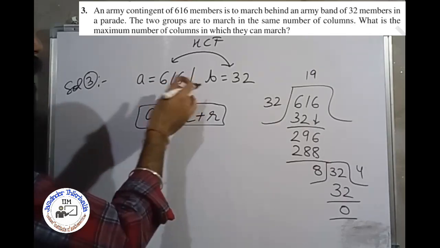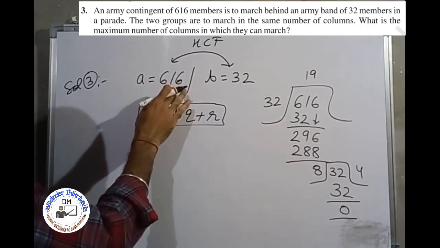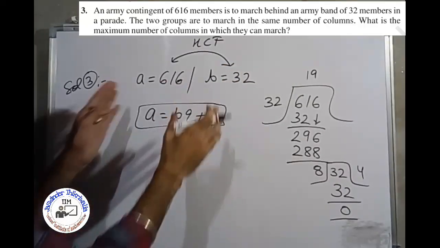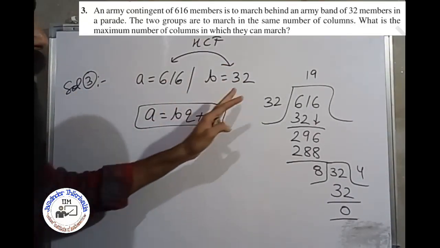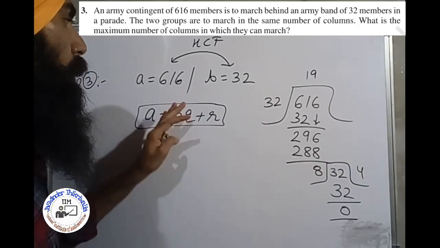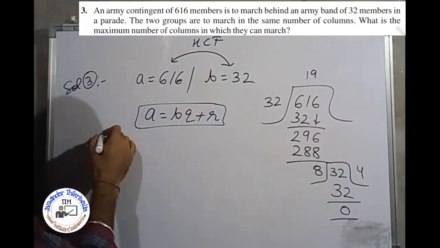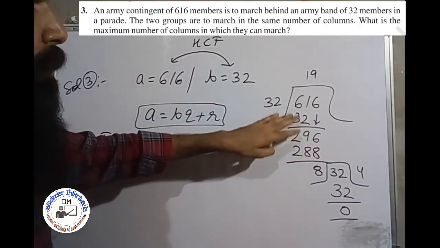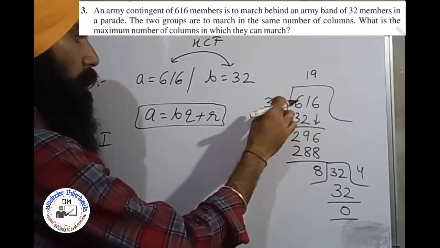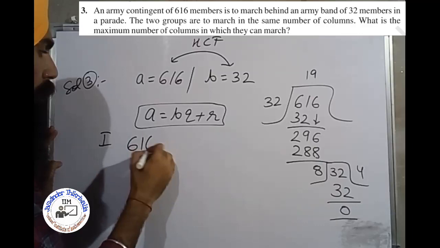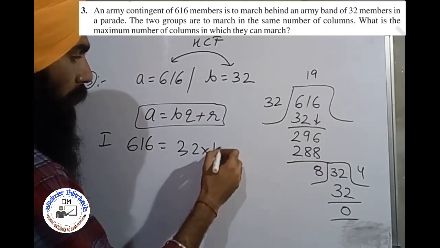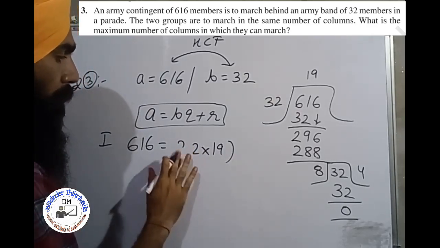So the total number of army men is 616 and the number of members of that band is 32. So we'll take their HCF. To find the HCF we will apply the Euclid algorithm and follow the same procedure. First step, Euclid's lemma, by which we divide. By dividing, what will you get? When 616 is divided by 32, you will get quotient 19.